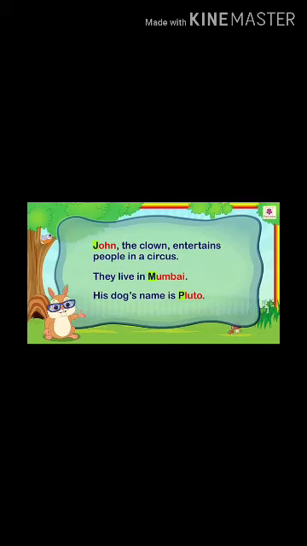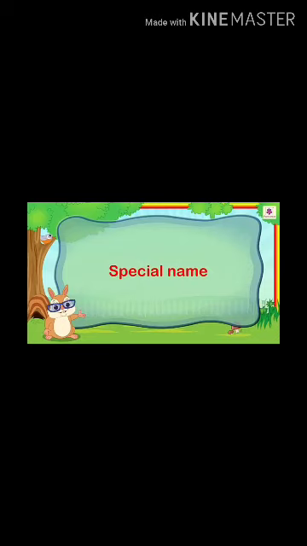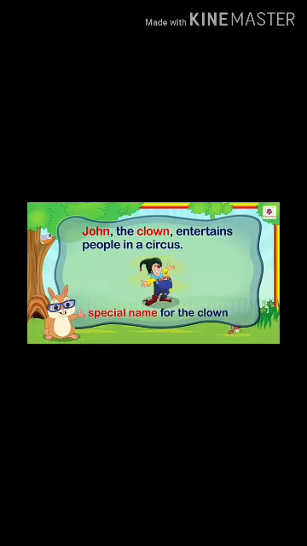Now in the next you can see, they live in Mumbai. So Mumbai is a proper noun, because there is only one Mumbai, the particular name of a city. Then, his dog's name is Pluto. There are so many dogs, but if a particular name has been given, Pluto, that's a proper noun. Here you can see some examples. Special name, keep it in mind for proper noun. Special name for the clown, that is John, so John is a proper noun.